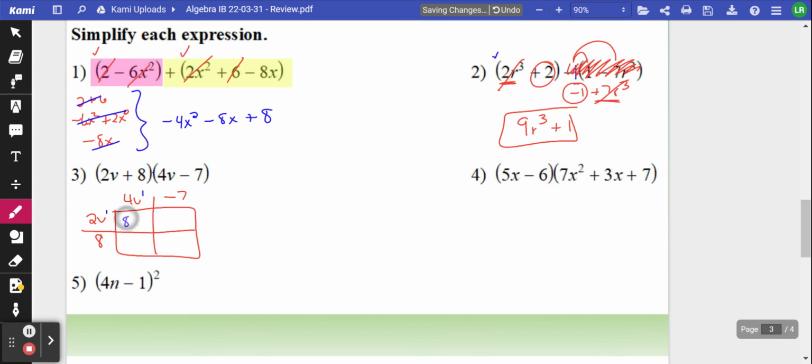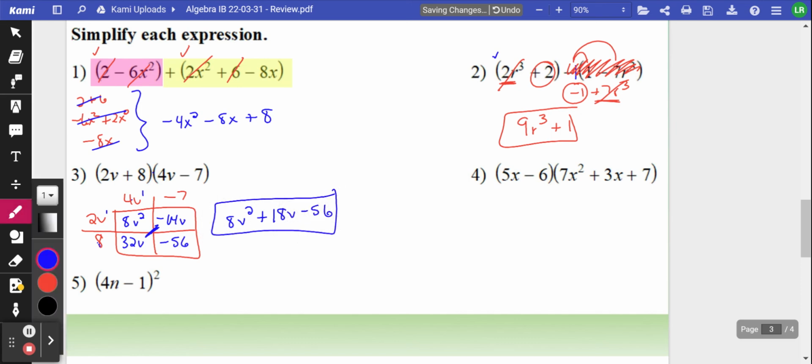2b times 4b is 8b to the second power. 2b times negative 7 is negative 14b. Down to the 8. 8 times 4b, that is 32b. And 8 times negative 7 is negative 56. Add up my like terms. I would have 8b squared. The b's get added up: 32 plus negative 14. That would be positive 18b minus 56.